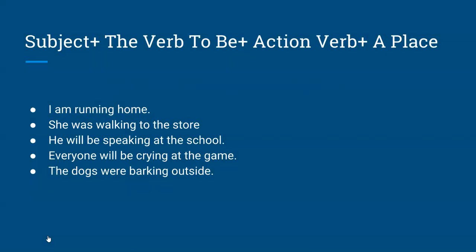Okay, so now we're going to start to get fancy. We're going to add stuff. So we're going to keep everything the same. I'm even going to keep the same sentences just to make it easier for you as far as examples go. You will have to forgive me, though, because it does make some of the sentences a little weird. All we're going to do is add a place to the end. So we're going to do a subject plus the verb to be plus an action verb plus a place, any place.